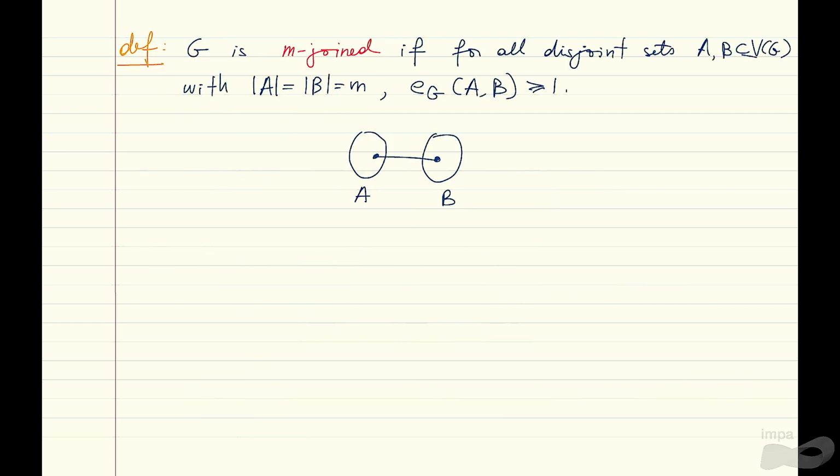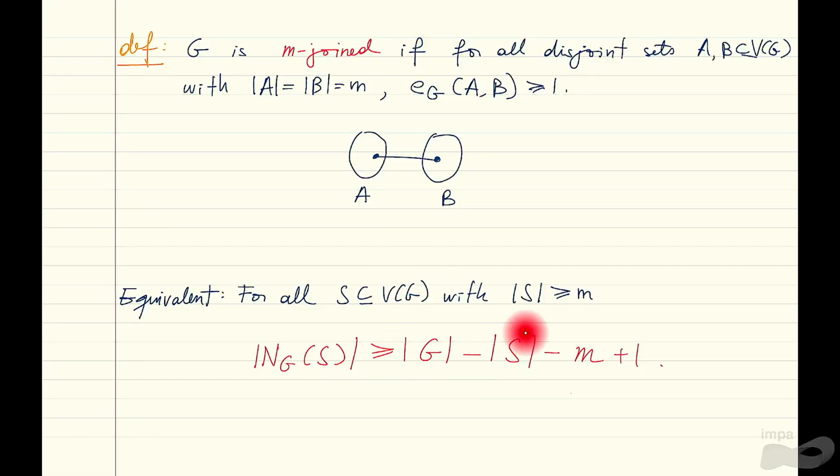Okay, so the second definition is a graph being m-joined. By this, I mean that if I pick two sets, A and B, both of size m, I always see an edge in between. Maybe you don't see the relationship between these two things, but this is equivalent to saying that if we pick a set of size at least m, the external neighborhood is going to be very, very large. And actually, you can do even better.